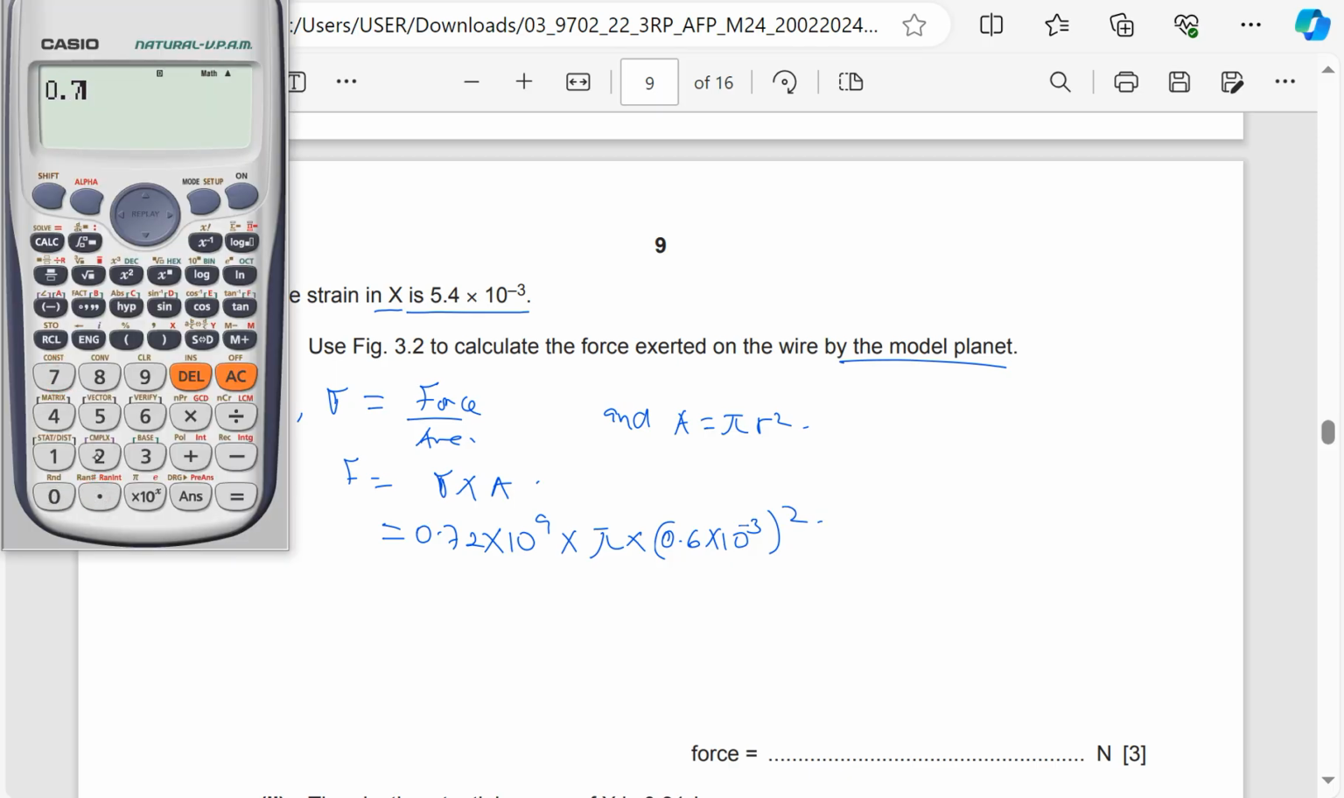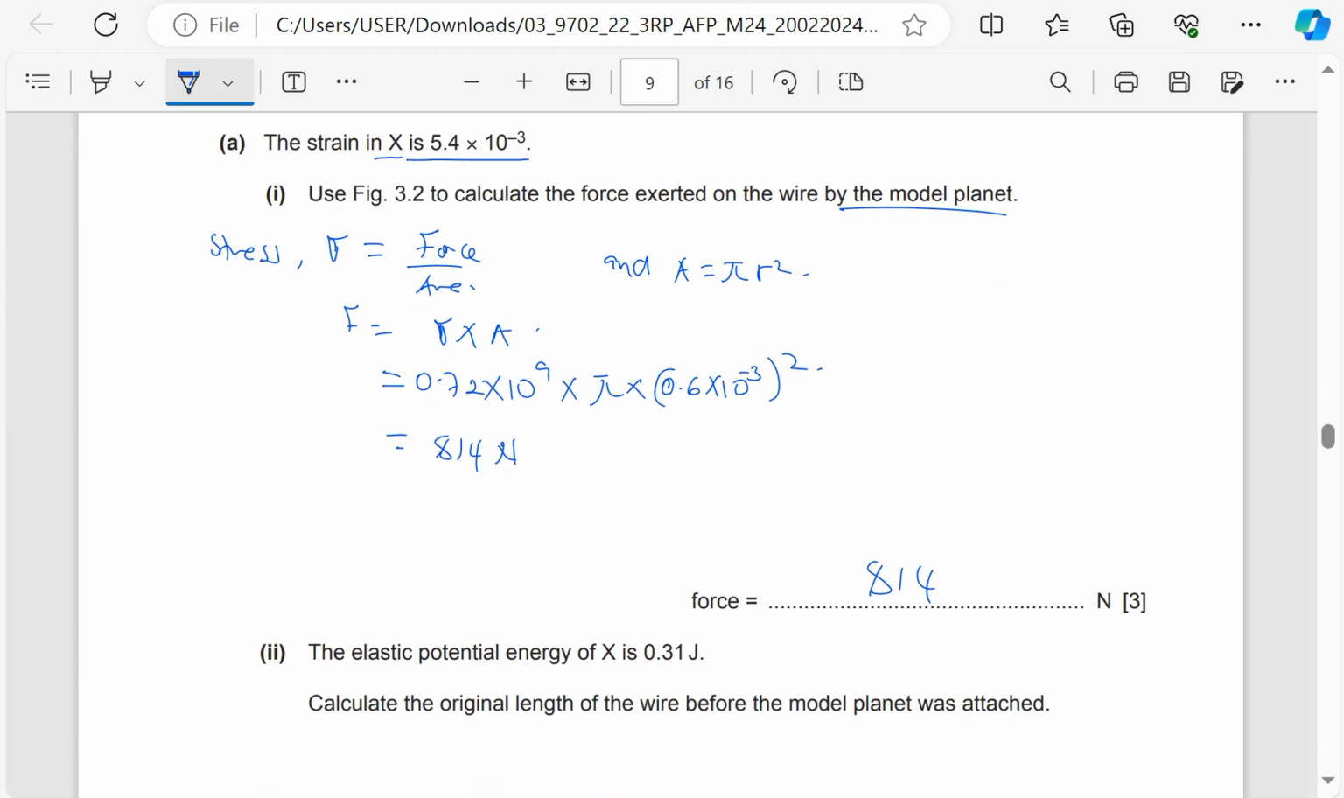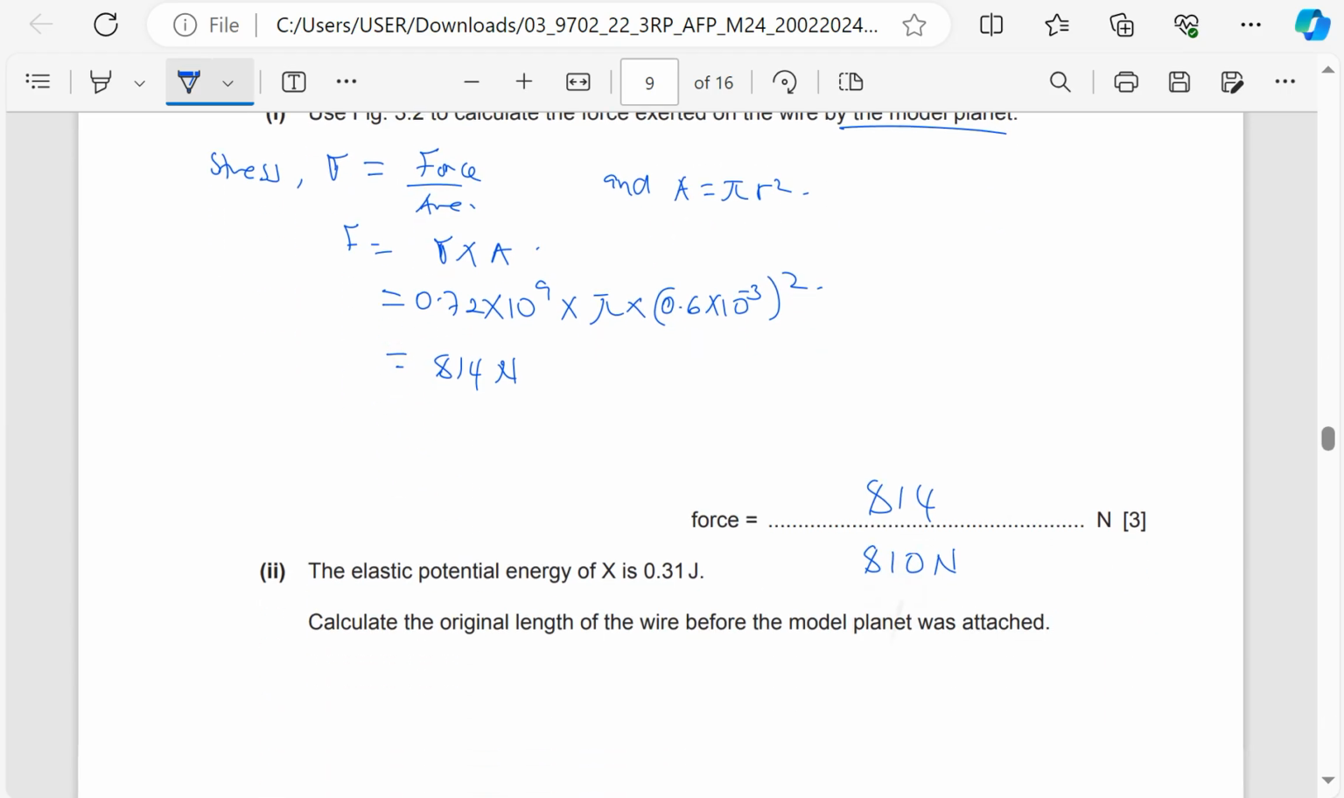So 0.72 times 10 to the power of 9 times pi times 0.6 times 10 to the power of minus 3, squared. So this is giving me 814 newtons. If you want, you can write 810 newtons to two significant figures.